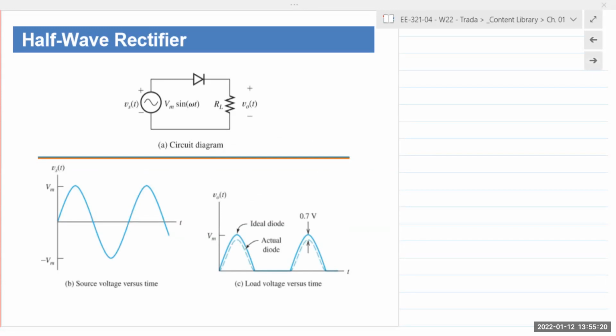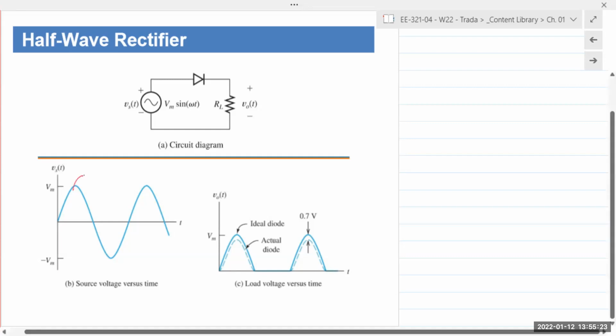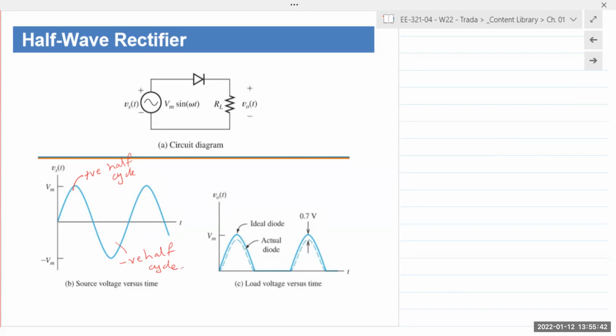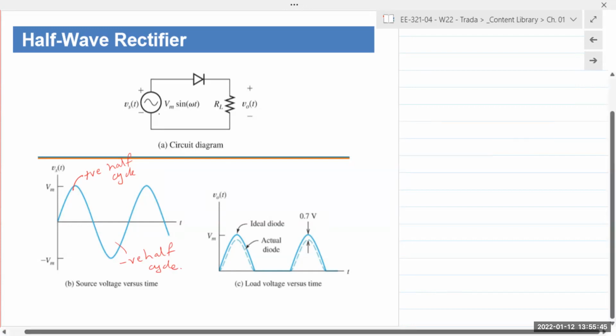So this is the positive half cycle, positive half cycle, and this is the negative half cycle. So a half-wave rectifier only rectifies one half of the cycle, either the positive or the negative. So if we connect it to a voltage source, and let's say this is D1, that voltage source will be positive here.